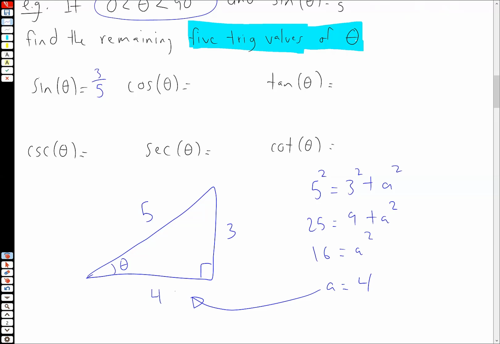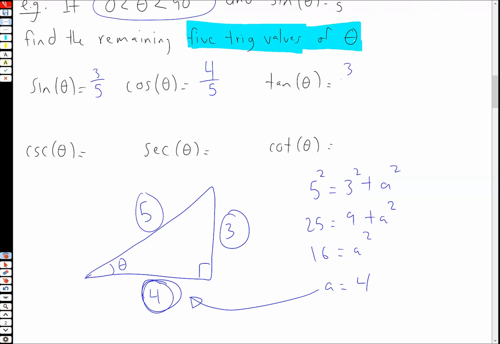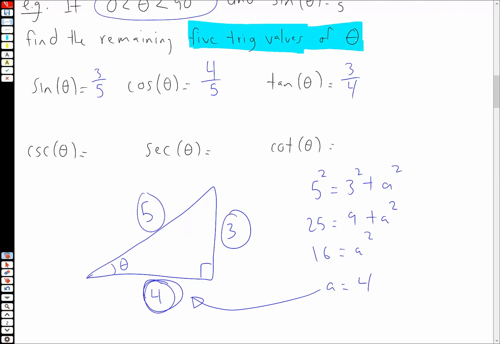So what's cosine of theta now? Cosine of theta is adjacent over hypotenuse, so 4 over 5. Tangent is opposite over adjacent, 3 over 4. Cosecant of theta is hypotenuse over opposite. Secant of theta is adjacent, I'm sorry, hypotenuse over adjacent. And cotangent is adjacent over opposite. So once you have that right triangle, you're really, really good to go with these trig values.